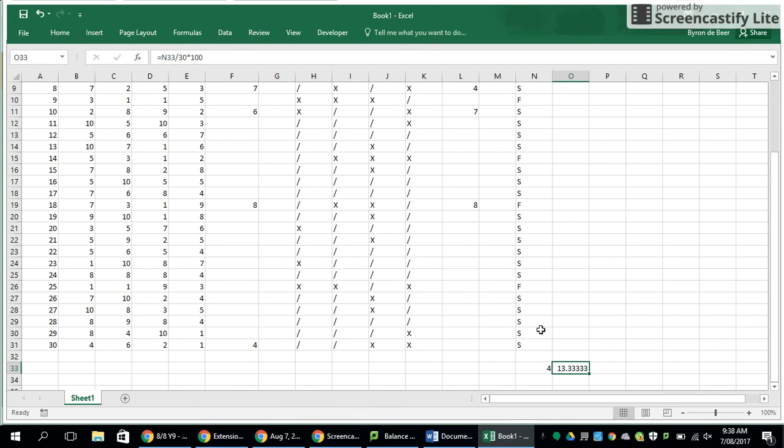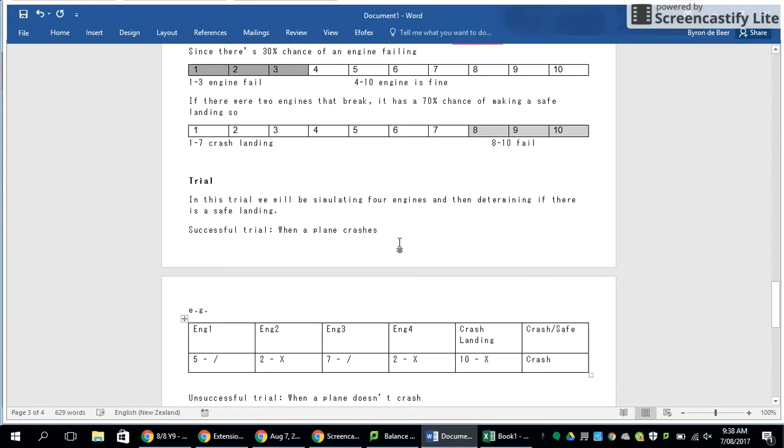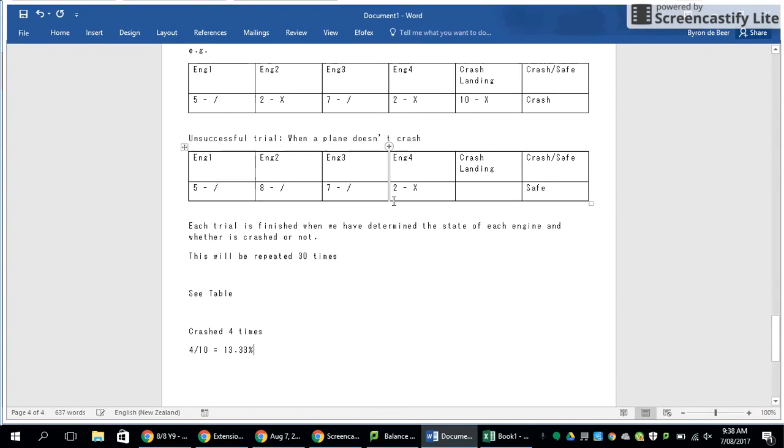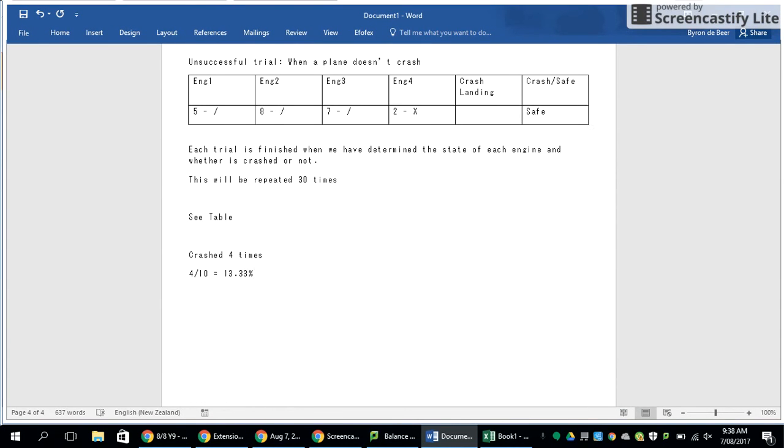For your report, you have to have something like this. I'm just going to do it down. So I'll say C table. So it failed, well, crashed 4 times. That means it's 4 out of 30, which is equal to 13.33%.